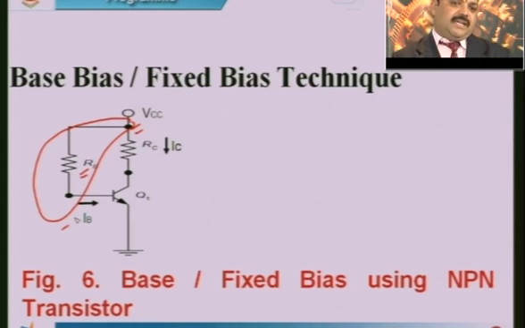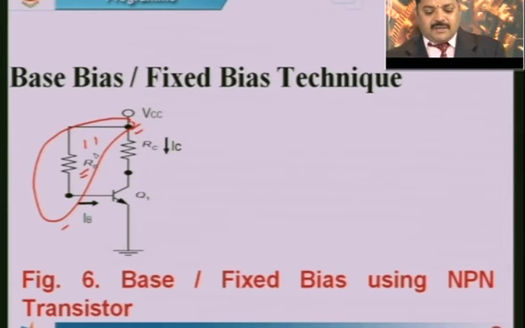When we fix this value RB, it takes care of the BJT operation in the active region, wherein the emitter base junction is forward biased and the collector base junction is reverse biased. This is taken care of by this one fixed resistor. Therefore, it is called fixed bias technique or the base bias technique.